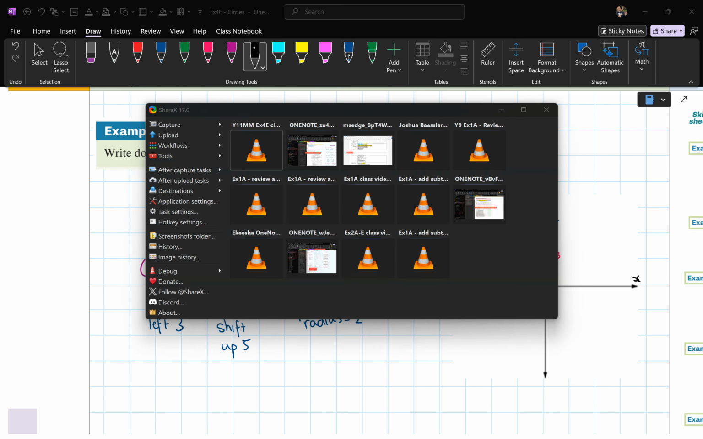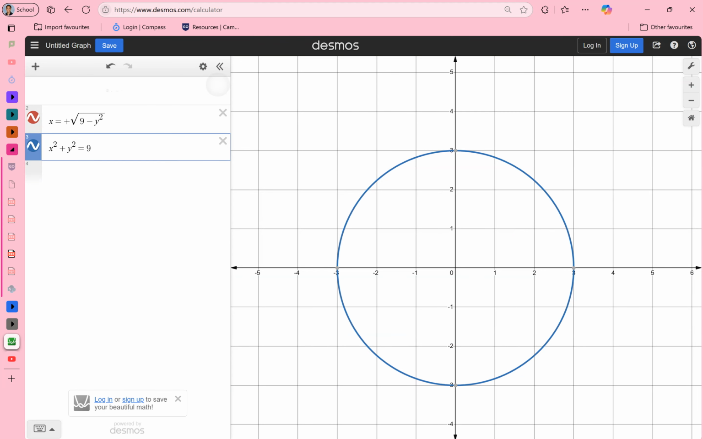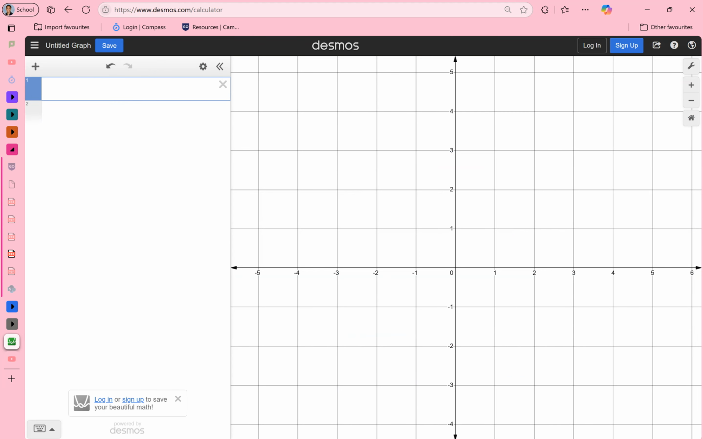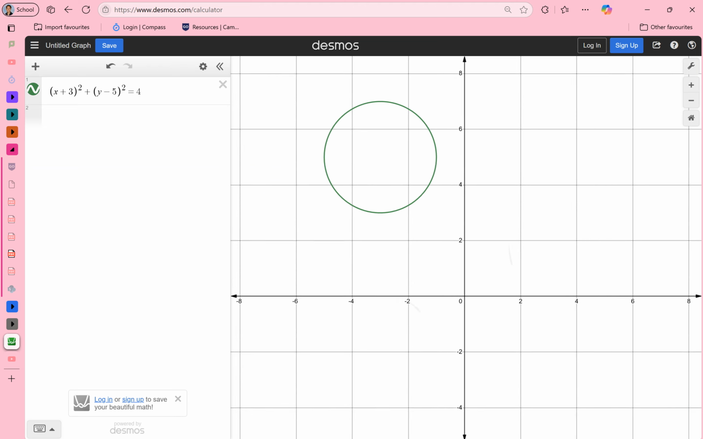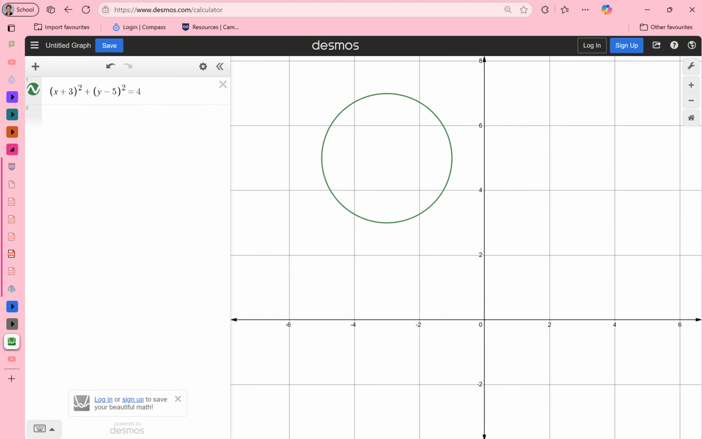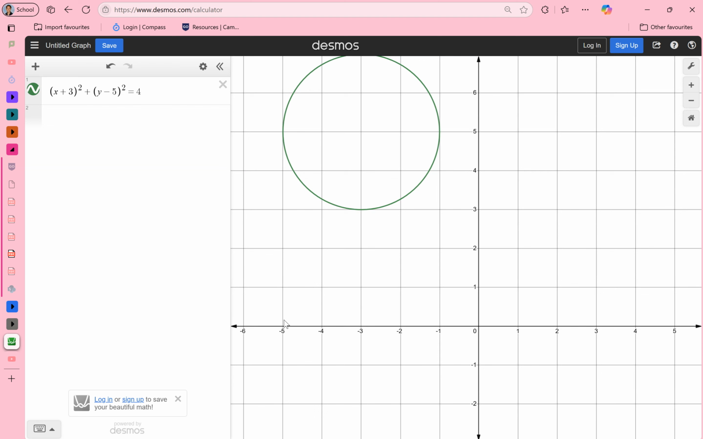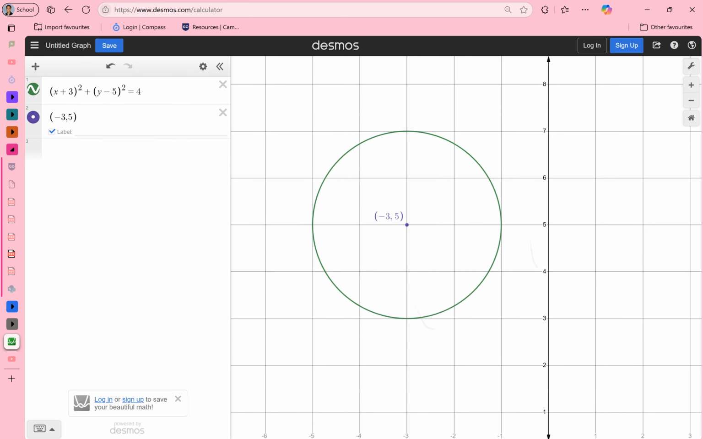Okay, let's visualize that. Let's see if that's true. I'm going to go to my Desmos. I'm going to delete what I taught in the previous lesson. Let's try that. So we said x plus 3, and then plus y minus 5 squared, and equals to 4. And you can see there, if I just put in the minor grids, can you see how it has a maximum width of -5 all the way to -1? Center should be at -3, 5. And that is the center of my circle, and it has a radius of 2.